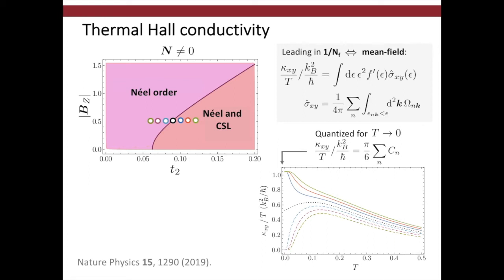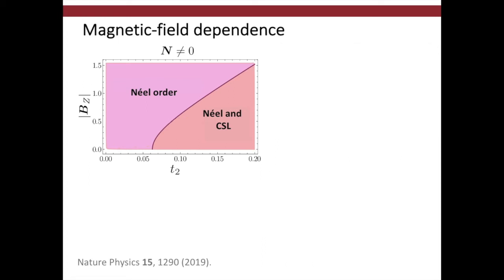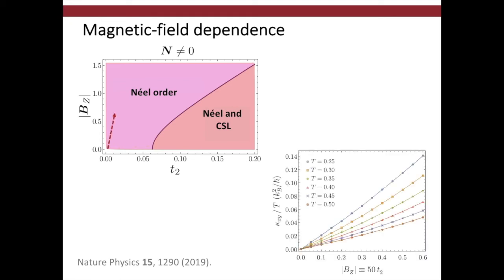Next, we turn to the magnetic field dependence. Note that a physical magnetic field will change T2 and BZ at the same time, which means that increasing a magnetic field will correspond to a one-dimensional trajectory in this two-dimensional plane. For simplicity, let us take straight lines and discuss possible slopes separately. If the trajectory is like this, the resulting kappa xy over T will have the dependence on physical magnetic field plotted here for different temperatures, from low to high. As you can see, the field dependence is almost linear, but the overall magnitude is low, since we are quite far away from the transition.